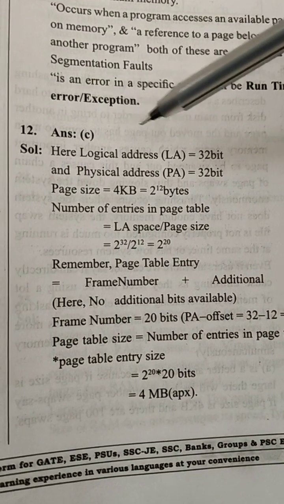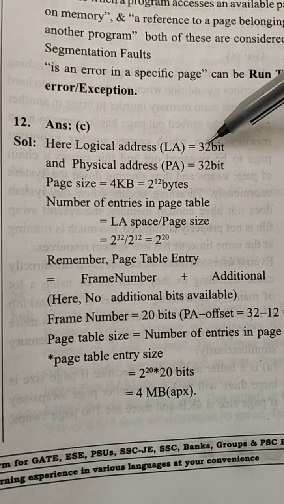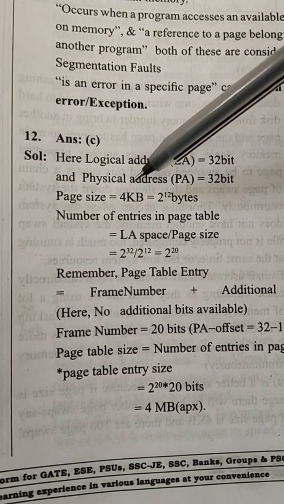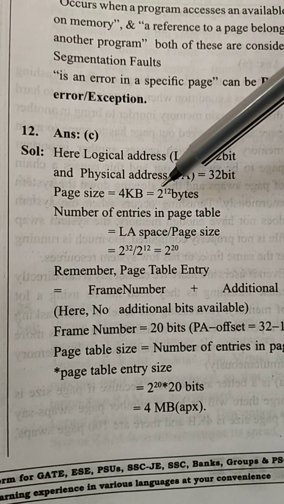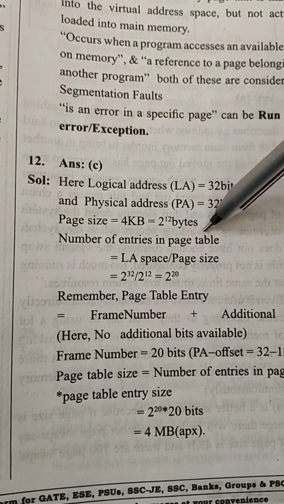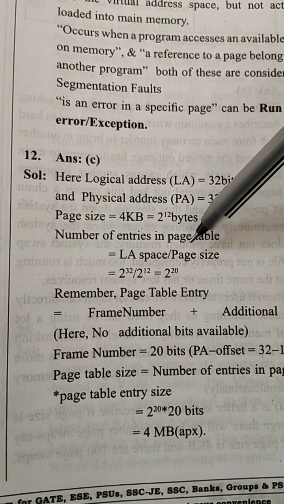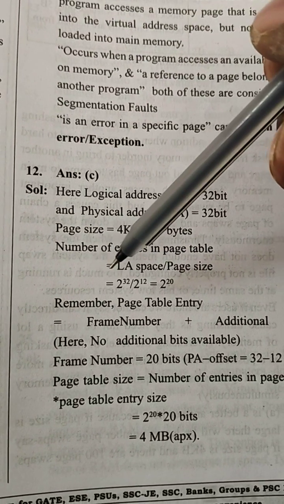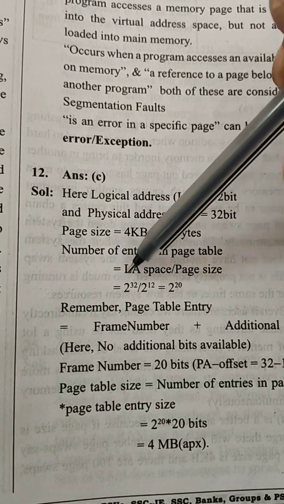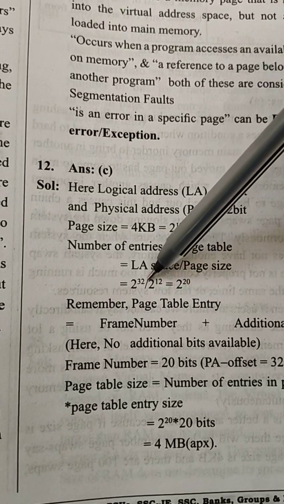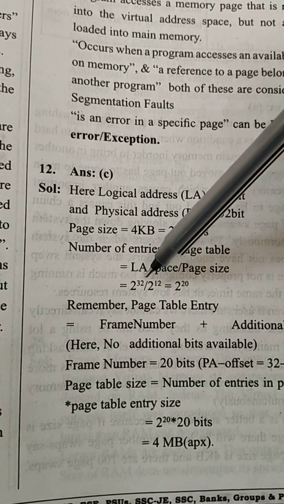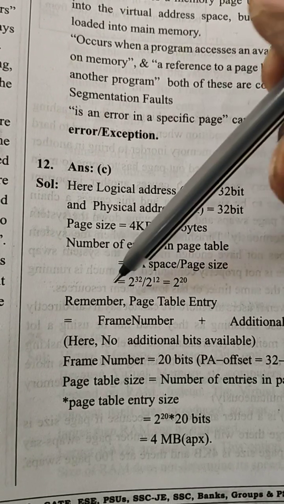12th one. Here logical address LA is equal to 32-bit and physical address PA is equal to 32-bit. The page size is equal to 4K, that is equal to 2 power 12 bytes. Number of entries in a page table is equal to LA space over page size, that is equal to 2 power 32 by 2 power 12. ఇప్పుడు ఇట్లా ఉంది అంటే ఈ రెండింటిని పవర్స్ని ఇప్పుడు 2 power 32 by 2 power 12 ఉందనుకో, డినామినేటర్లో ఉండేది న్యూమరేటర్లో మైనస్ చేస్తే సరిపోతుంది, 2 power 20.